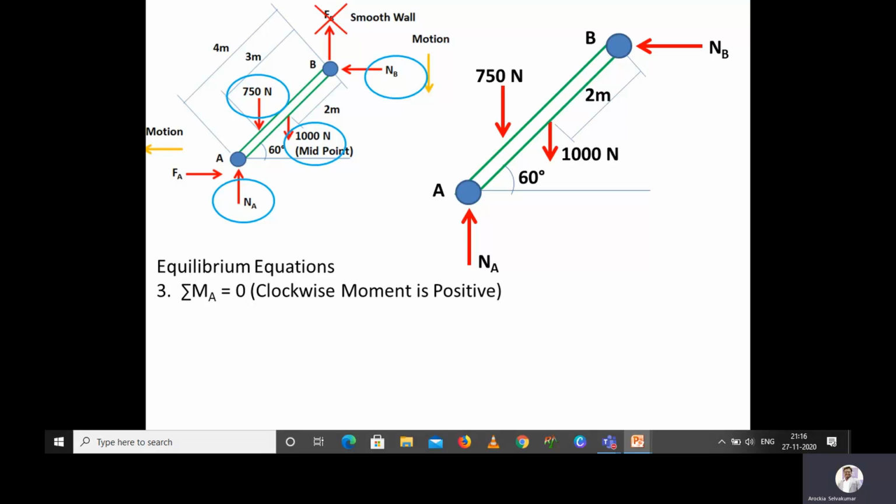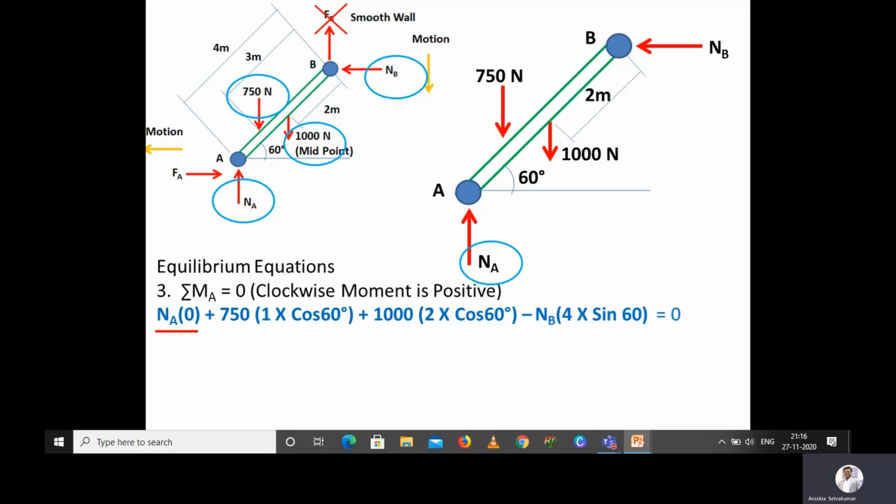So we have normal reaction Na, 750 Newton, 1000 Newton and normal reaction B. As we discussed, normal reaction at A will not create any moment because the perpendicular distance with respect to A is equal to 0. We will calculate one by one. The first one is Na multiplied by 0. Normal reaction A does not have any perpendicular distance with respect to A, so it is 0. That is why I multiplied normal reaction by 0. So this is Na.